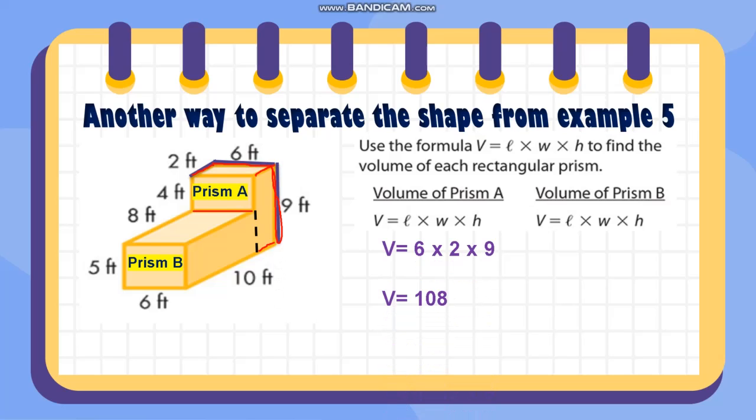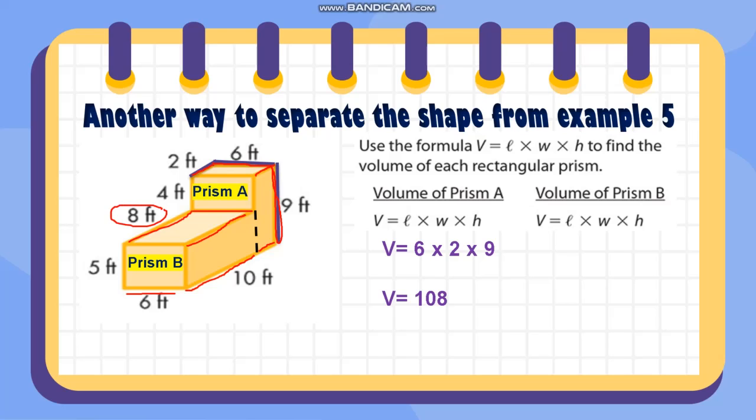And for volume of prism B, this is your length, this is your width, but your width is until there only, so we're not going to use 10. So what is the width from here up to here? From here up to here, and from here up to here, that is equivalent to 8. So your width is 8, not 10.